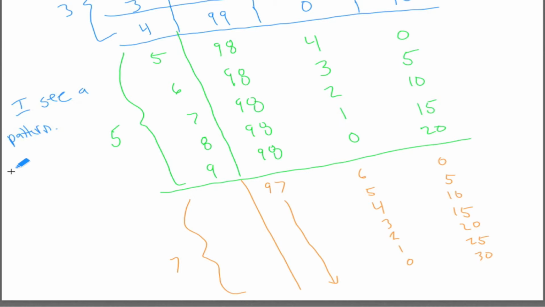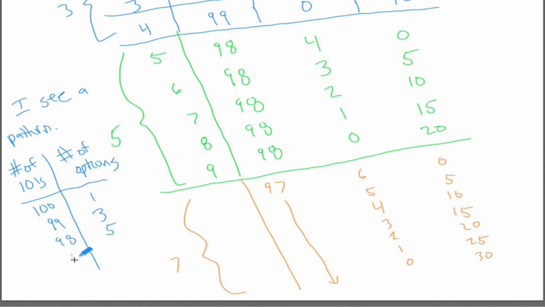Let's see, how about this? Number of tens and then number of options. If I have 100 tens, I had exactly one option. If I had 99 tens, I have 3 options. If I have 98 tens, I have 5 options. If I have 97 tens, I have 7 options.